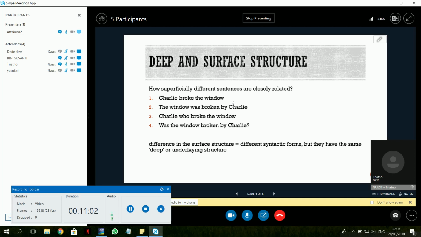Ada yang tahu artinya superficial first? When I mention the word superficial, do you know the meaning of superficial? Superficial is the upper part. Ada yang bisa guess? Kira-kira superficial itu artinya apa? Anyone can find the meaning for us? Superficial.